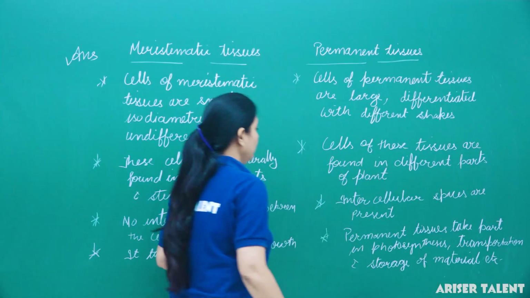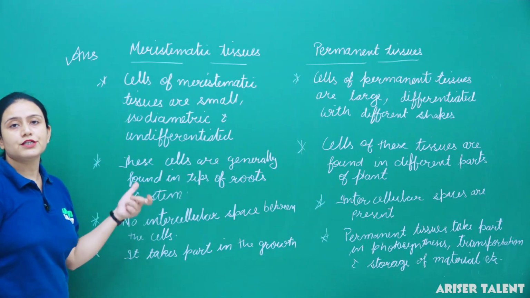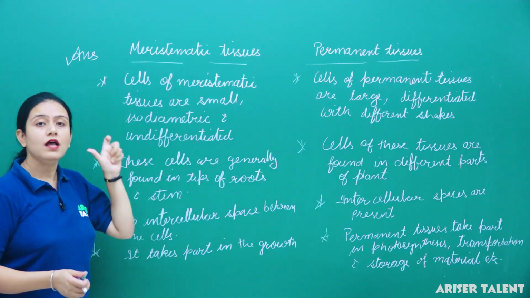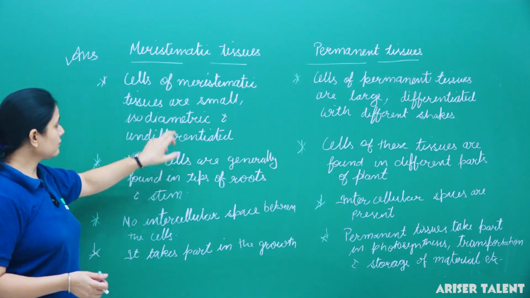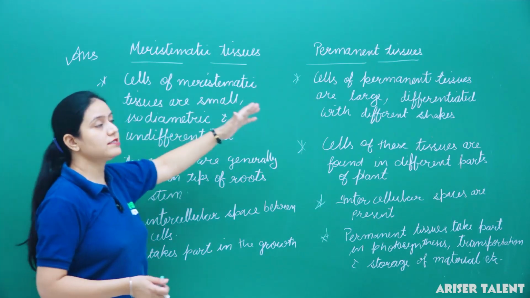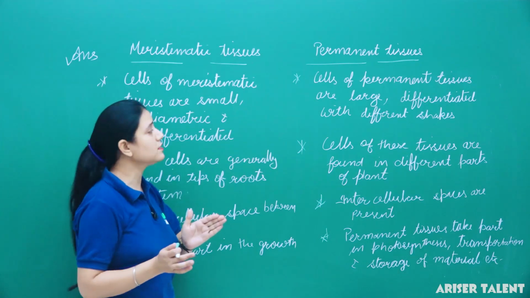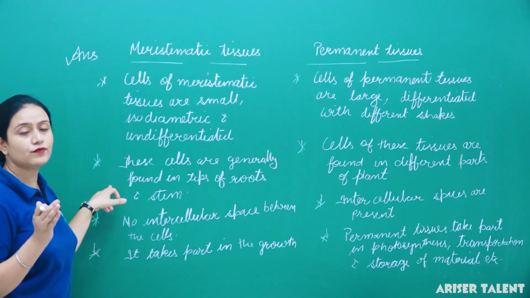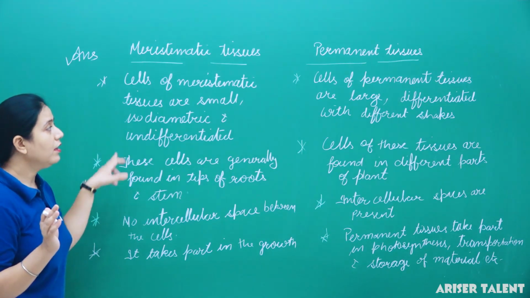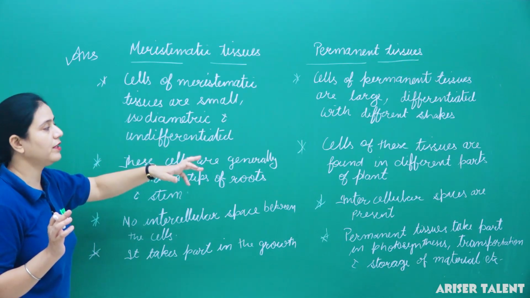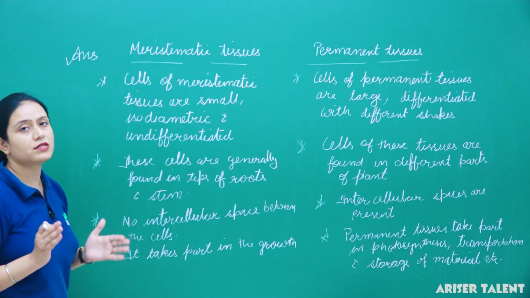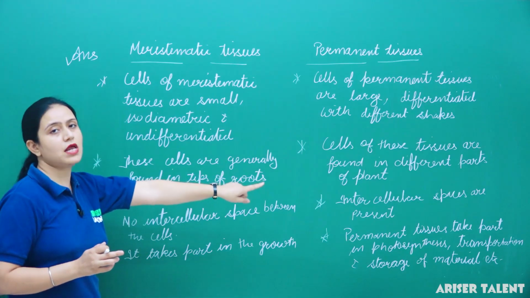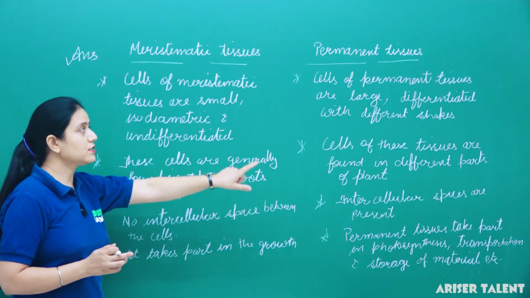So what are the differences between meristematic tissues and permanent tissues? First of all, the cells of meristematic tissues are small, isodiametric and undifferentiated. Clear? But the cells of permanent tissues are large in size, differentiated with different shapes. Meristematic cells are generally found in the tips of roots and stem, while cells of permanent tissues are found in different parts of the plant. No intercellular spaces are there between the cells, but intercellular spaces are present in permanent tissue.